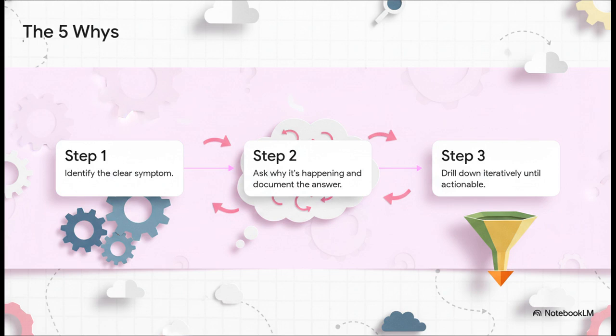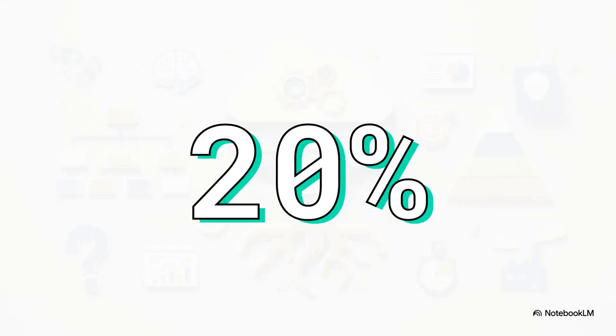Let's actually look at a real-world example to see this in action. Picture this. You're working with a client who reports a very painful symptom. Their customer onboarding delays have suddenly spiked by 20%. Now, a knee-jerk reaction might be to look at that number and just blame the customers for being too slow. But let's apply the 5 whys and see what happens.